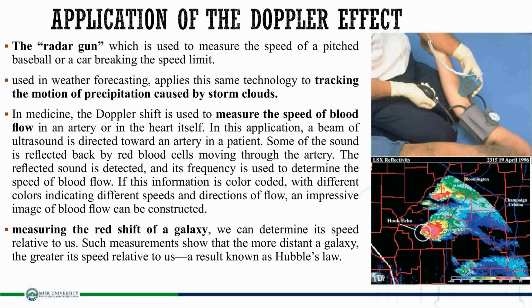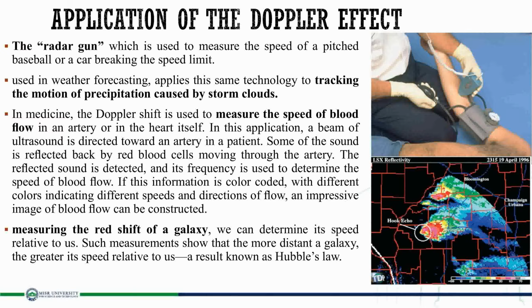Just like a police radar gun bounces radio waves off a speeding car to measure its velocity, weather stations bounce waves off precipitation. So, instead of a car moving toward the police officer, it is rain clouds moving toward the radar station? You nailed it. By analyzing how the frequency shifts, meteorologists can track the motion of the storm.